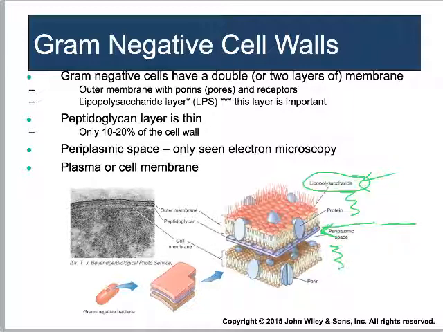So this is the plasma membrane. It's different, so it looks different. Here they're making it look red. There's a little bit of space between this peptidoglycan and the plasma membrane, and they call that the periplasmic space. Usually you only see it if the cells are dead. And then the plasma membrane.